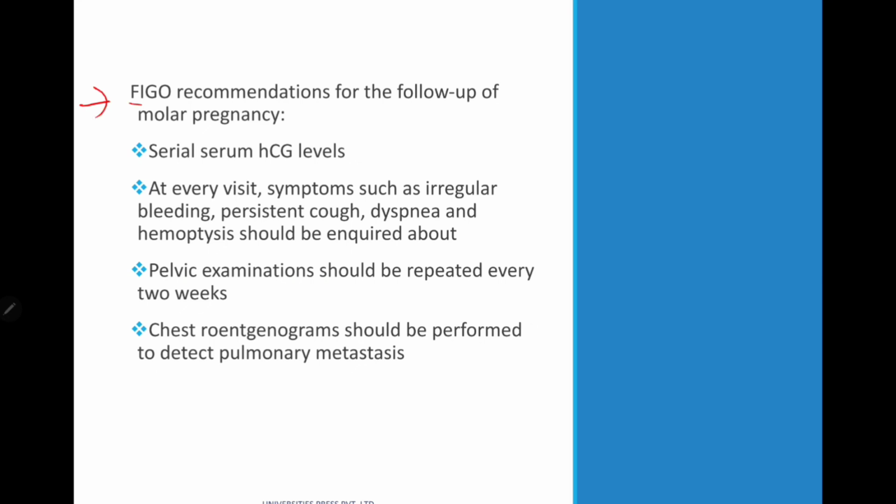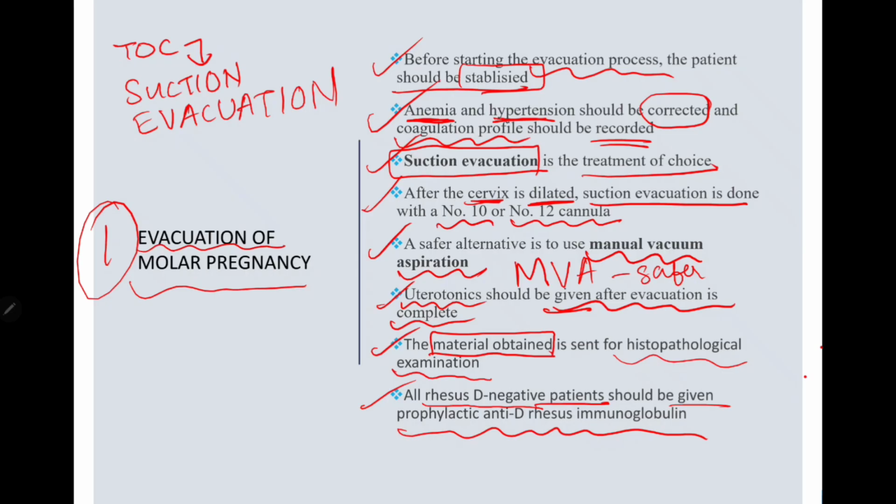Now, what are the FIGO recommendations for follow-up of molar pregnancy? This is the second phase. The first phase was evacuation of molar pregnancy. We saw the steps. First, the patient must be stabilized before the evacuation. Anemia and hypertension should be corrected, and the coagulation profile should be monitored. Suction evacuation is the treatment of choice, done with a number 10 or number 12 cannula while dilating the cervix. A safer alternative is manual vacuum aspiration.